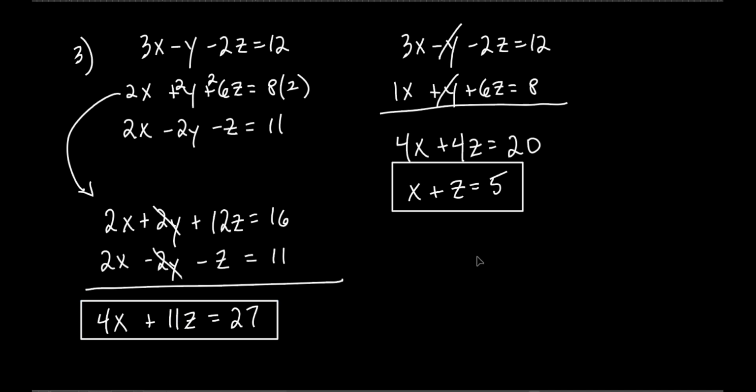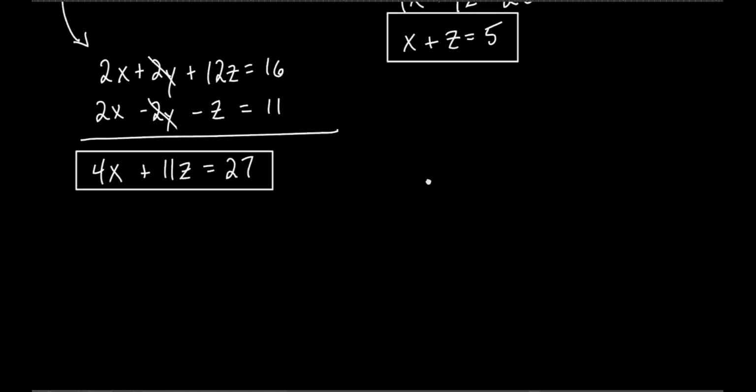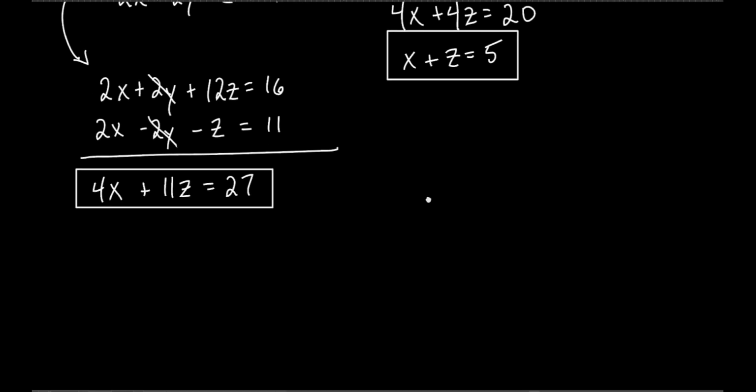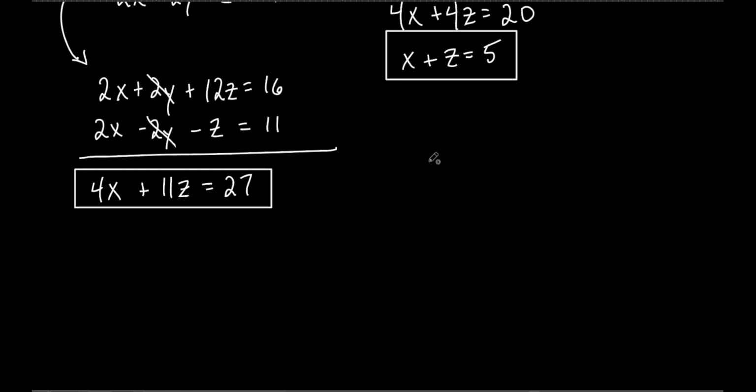Now I'm going to take those two, put them on top of each other, and then solve for either x or z. Remember, we just reached the top of the hill. Now we're just going down. So let's just write it out. x plus z equals 5. 4x plus 11z equals 27. All right.